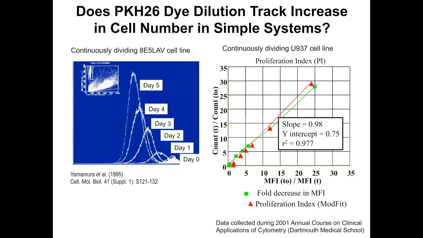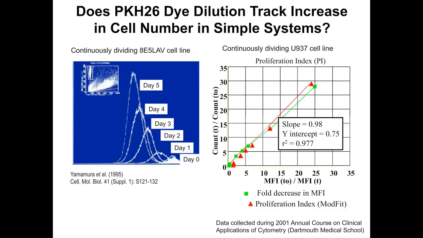So the same number of beads were counted, but as you can see in the actual histogram itself, at day 0 we count a few cells, but then with each successive day, counting essentially the same volume of cells, the same volume of liquid, we're counting more and more cells. And the fluorescence intensity is decreasing.